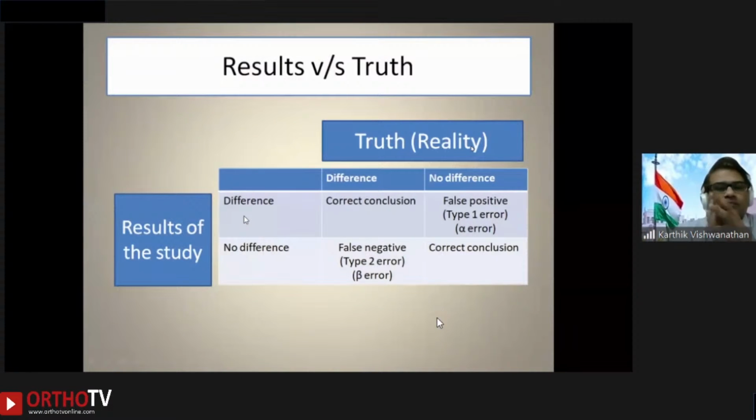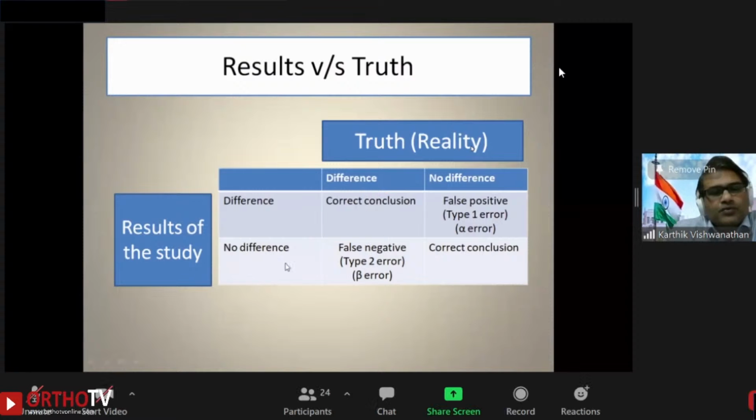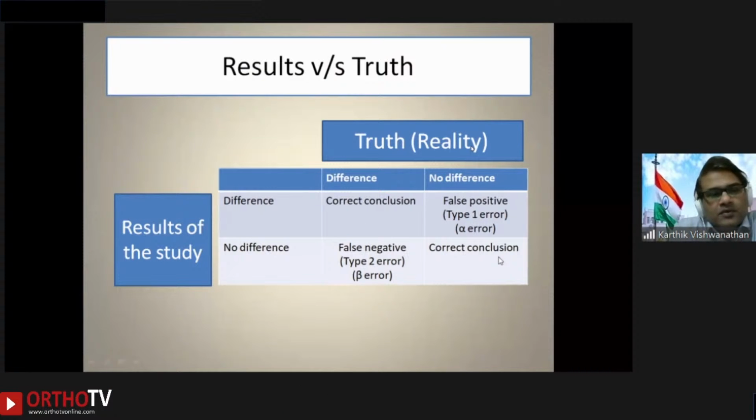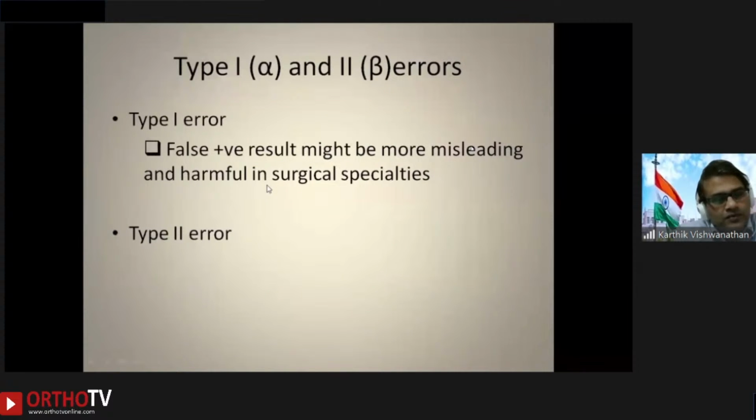So if the test shows significant difference, and in reality there's a difference, then that is a true conclusion, correct conclusion. If the statistical test shows no difference, and in reality there is no difference, that is also correct. However, sometimes there can be type 1 error, which is false positive, and type 2 error, which is false negative error. Type 1 error happens due to multiple statistical tests being done. So if you do about 20 tests, then there is a 64% chance at least one test will be positive. Hence, whenever you're doing multiple testing, there has to be Bonferroni correction to account for the number of tests.